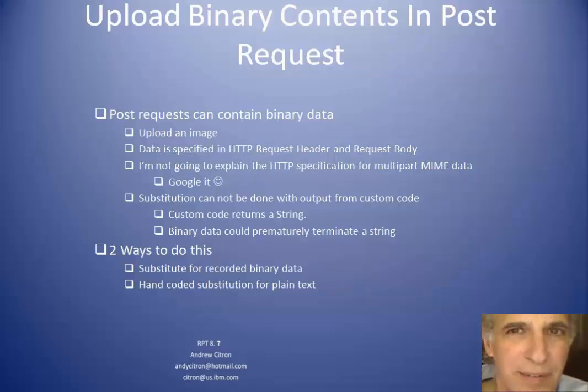So to summarize, post requests can contain binary data. If you want to upload an image, you will want to substitute from a file. The file has to exist on the hard drive, and that's on your agents, as well as any place. If you're going to run it from the workbench, it needs to be on the workbench. The substitution can't be done with custom code, because custom code returns a string. And there's 2 ways to do the substitution. You can substitute for recorded binary data, or you can hand code it and do the substitution for plain text, but then you have to tell RPT that it comes from a file.